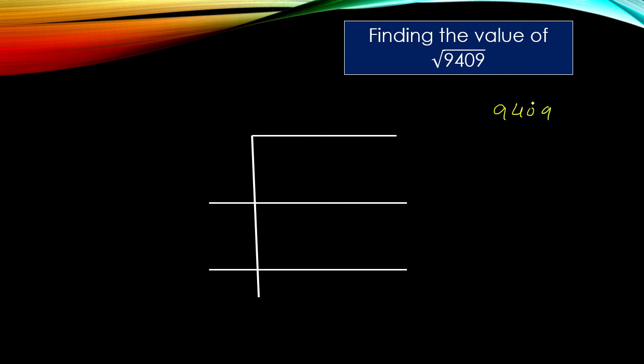First of all, we have to make pairs of the digits of the number from right to left. So the first pair from right to left is 09 and the second pair is 94. I am writing the number with the first pair and second pair.